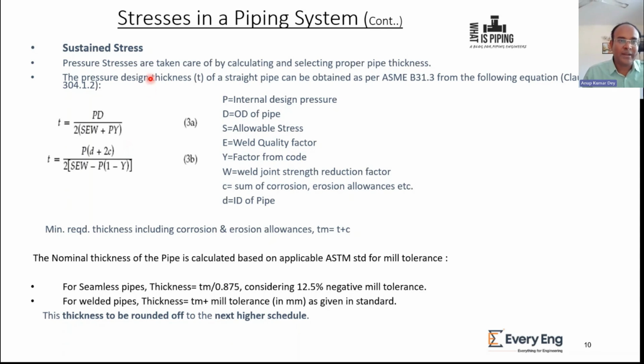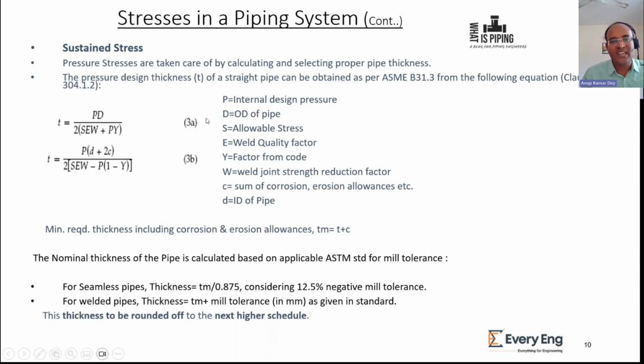This is the formula by which the pressure design thickness of a straight pipe can be obtained as per B31.3. This is in clause 304.1.2 of the code ASME B31.3. The formula is t = PD / 2(SEW + PY). And one more equation is there: t = P(D - 2c) / 2(SEW - P(1 - Y)). In most cases, we will be using this first equation.